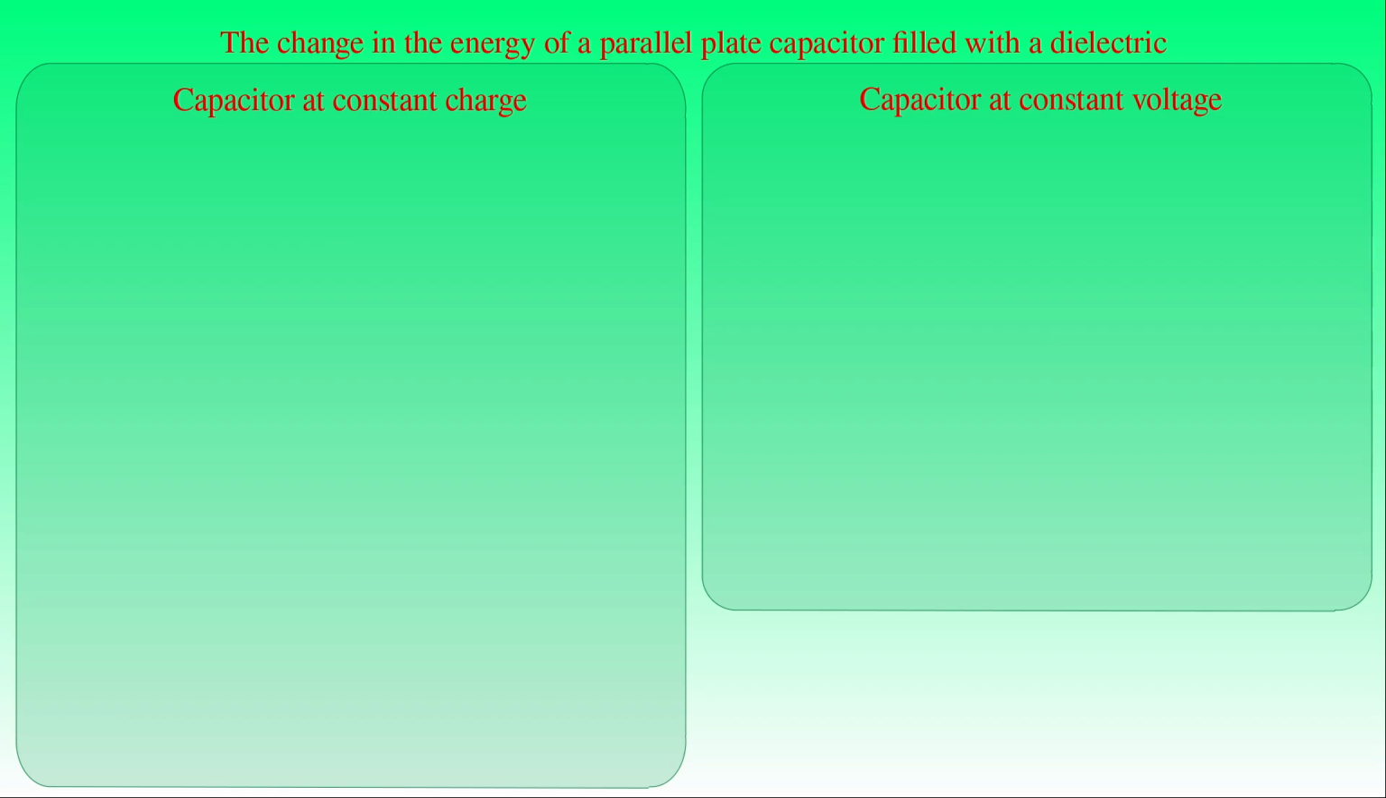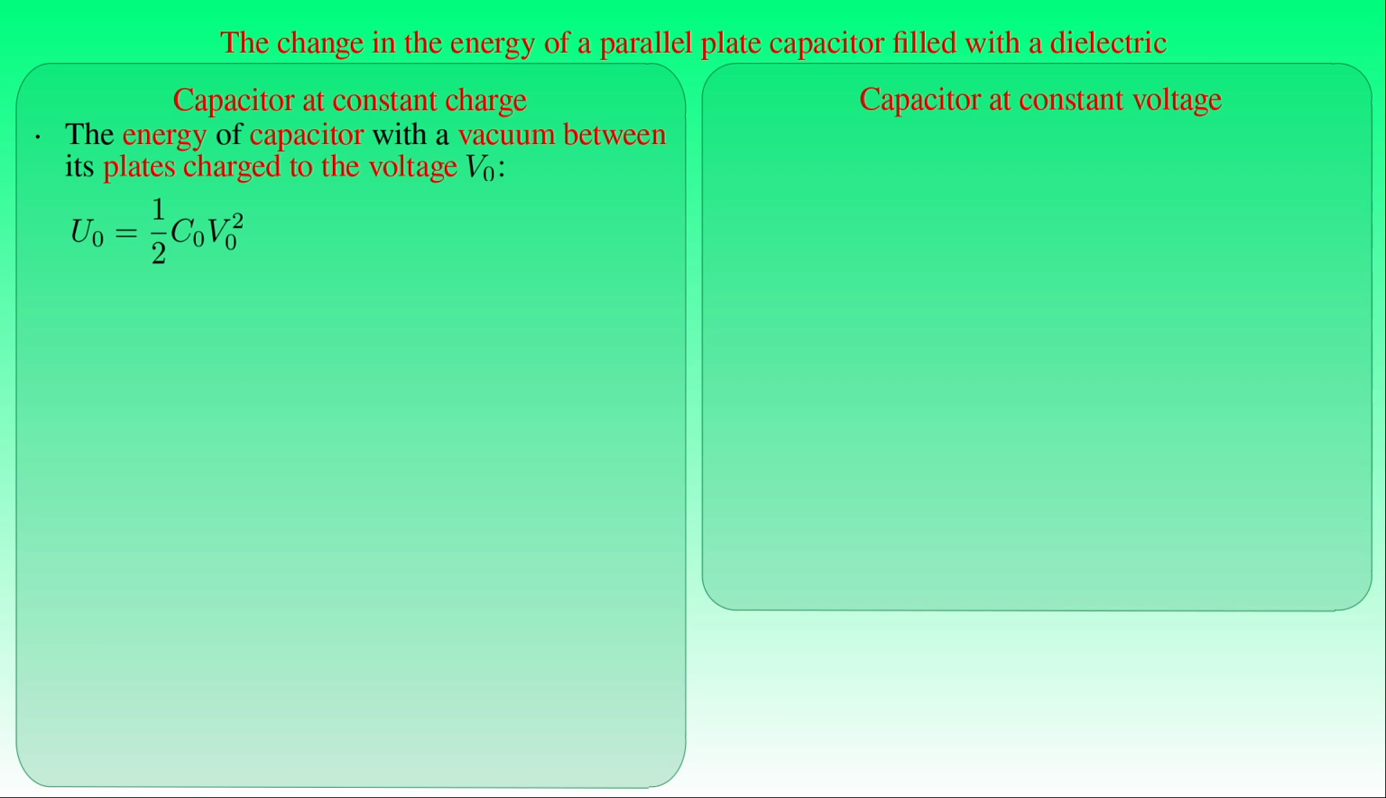We already saw that the potential energy U0 of the capacitor with a vacuum or air between its plates is equal to 1 over 2, times the capacitance C0 of the capacitor times the square of the voltage V0 between its plates. Here the capacitance C0 depends only on the geometry and the size of the capacitor.